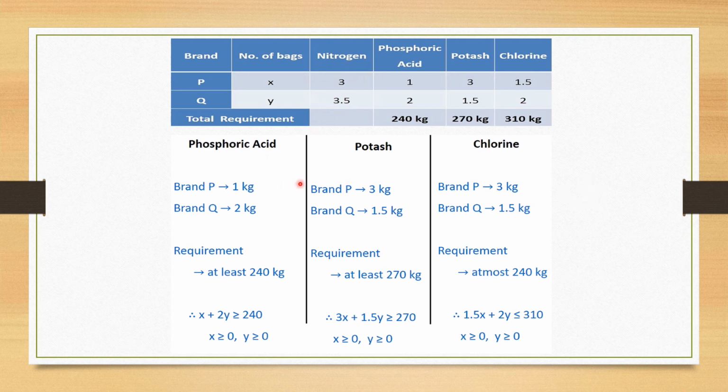So let us see how the inequations will be framed. For phosphoric acid, brand P is 1 kg, brand Q is 2 kg. Requirement is at least 240 kg. That means x plus 2y greater than or equal to 240. For potash, 3x plus 1.5y greater than or equal to 270, at least. And for chlorine, 1.5x plus 2y at most, means less than or equal to 310. So we got the inequations x plus 2y greater than or equal to 240, 3x plus 1.5y greater than or equal to 270, and 1.5x plus 2y less than or equal to 310, and x and y both greater than or equal to 0 as the non-negativity constraints.